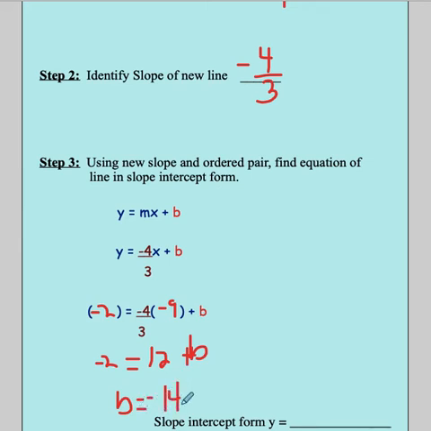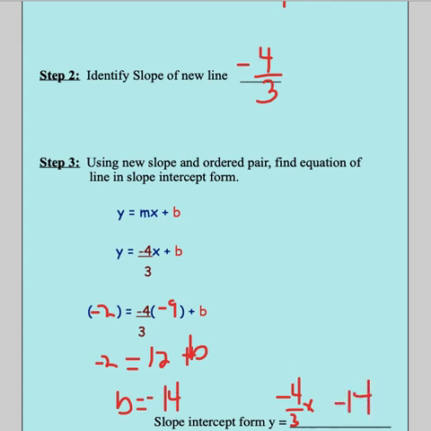A good thing I'm showing work. I've already forgotten what my slope was. Well, my slope in the new one, since it's perpendicular, was a negative 4/3. And the part that I had to do the math on is I get a y-intercept of negative 14.